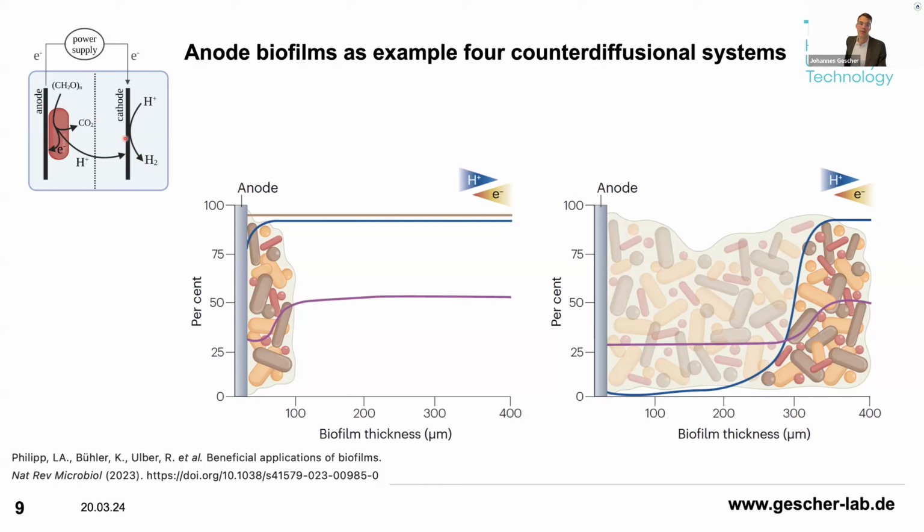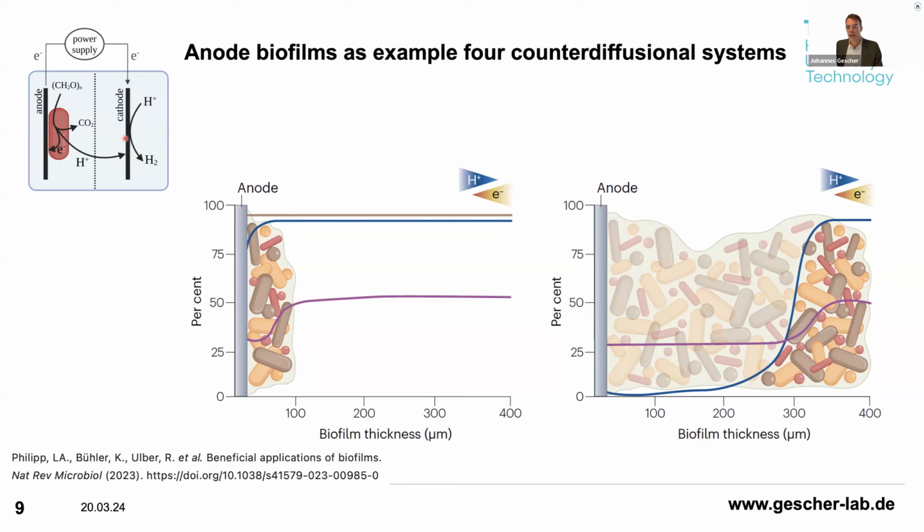And this enables us to use organic carbon, for instance, in wastewater that occurs in tons and tons and tons, and oxidize it to CO2 and produce hydrogen from this.